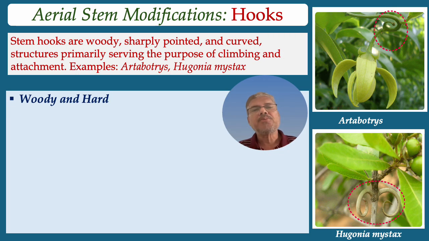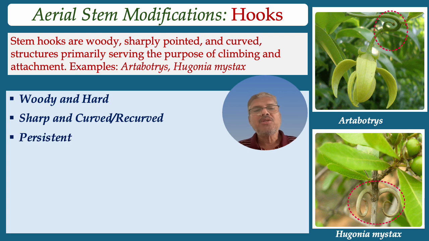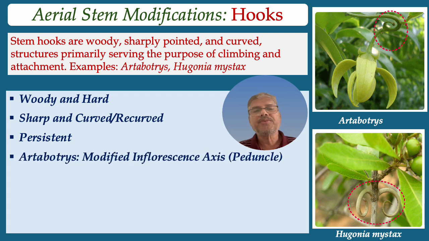Stem hooks are a specific type of aerial stem modification where parts of the stem or structures derived from the stem become hardened, sharp, pointed, and curved, primarily serving the purpose of climbing and attachment. They can be found in the axils of the leaf or along the stem where the inflorescence would typically arise. Examples are Artabotrys and Hugonia. Once formed, these structures are generally persistent and remain on the plant, providing continuous support.